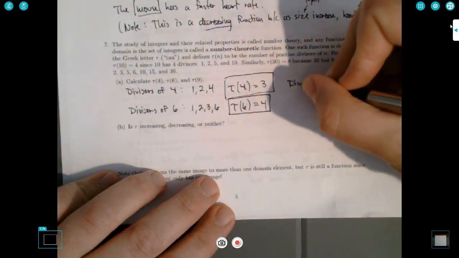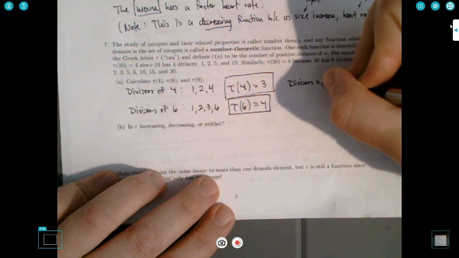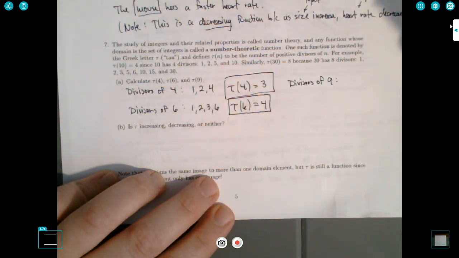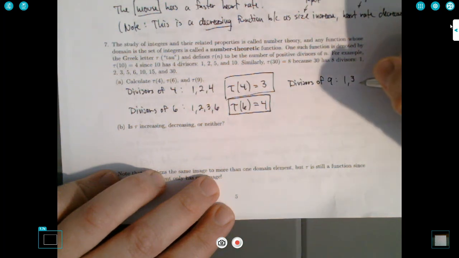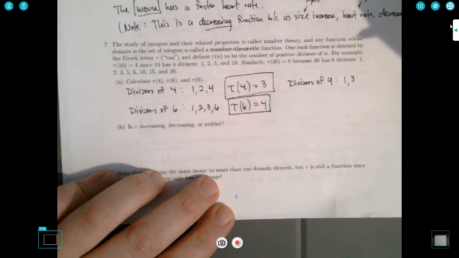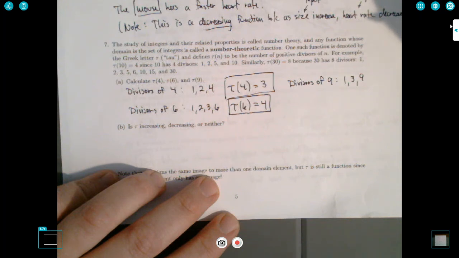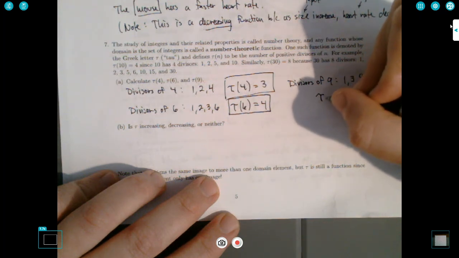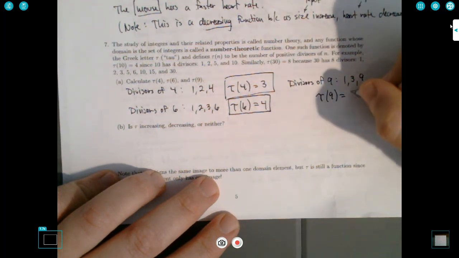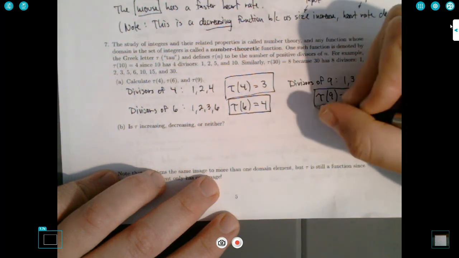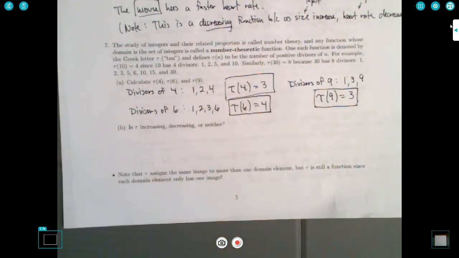Okay, here's my solution. Divisors of 9. 1 goes into 9. 2 does not go into 9. 3 goes into 9, 3 times. 4 doesn't go in. 5 doesn't go in. 6 doesn't go in. 7 doesn't go in. 8 doesn't go in, but 9 does. So tau of 9 equals 3. There are 3 divisors of 9: 1, 3, and 9. So tau of 9 equals 3.